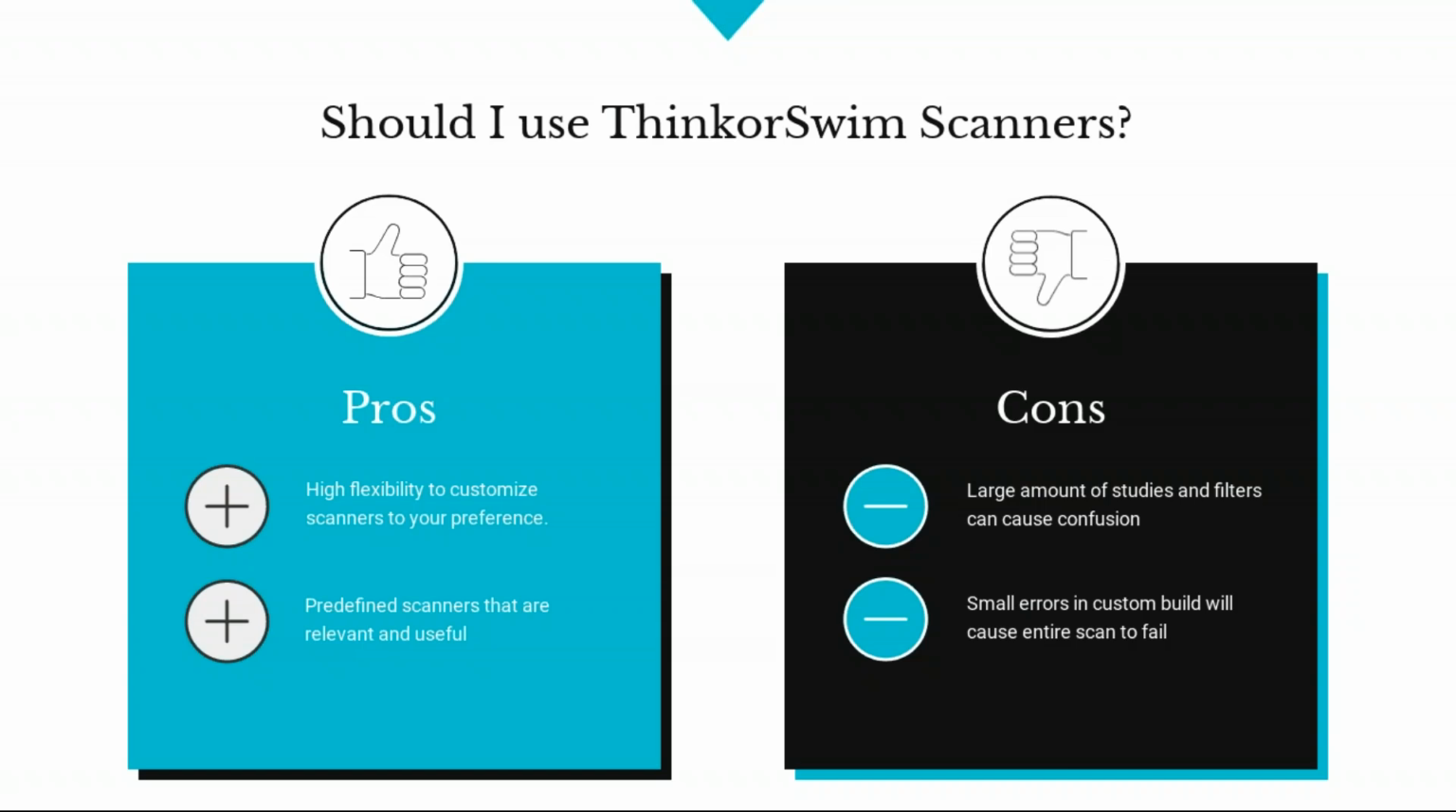And any small errors in any of your custom built scanners will cause the entire scan to fail in finding what you were looking for. So if you botch the range of, say, volume, and instead of putting 100,000 you put 10,000, well, all the other filters that you use on ThinkOrSwim for that custom scanner are going to be null and void because they all work in conjunction.